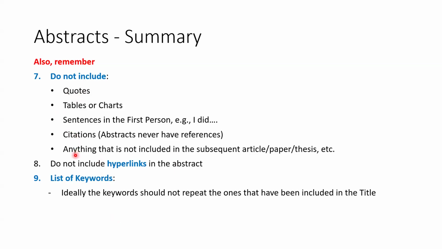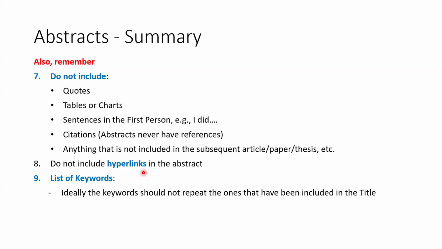And also, lastly, anything that is not included in the subsequent article. And number 8, do not include hyperlinks. Hyperlinks in the sense that if you are submitting a full paper, don't have links to the rest of the paper, right? The abstract, as I told you before, should stand by itself. Don't have links to the rest of the thesis or the paper. And list keywords.